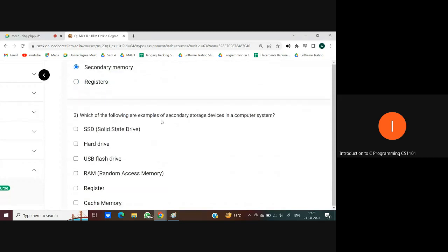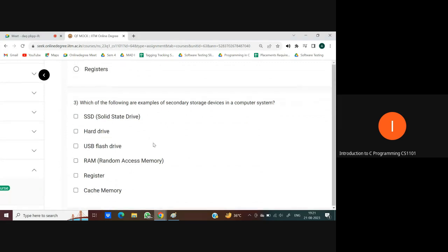So which of the following are examples of secondary storage devices in a computer system? Well, secondary storage devices. So SSD, what do you think? Yes, of course SSD, it is. Hard drive, USB. RAM is not, register is not, cache is not. So the first three options are correct.